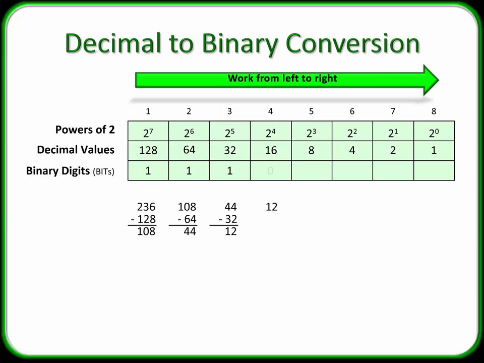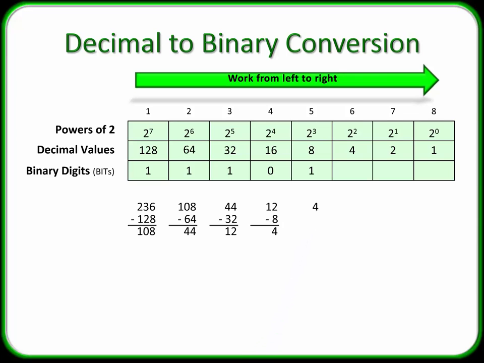So we're going to put a 0 then in the binary digits row to indicate that 16 cannot be subtracted from the remainder. So we'll move over now to the next column, to the 8. And of course that is a number that we can subtract from 12 and still end up with either 0 or a greater value in the remainder. So we will put a 1 in the binary digits row to indicate we will be using an 8, subtract it from the 12, and we get a remainder of 4.